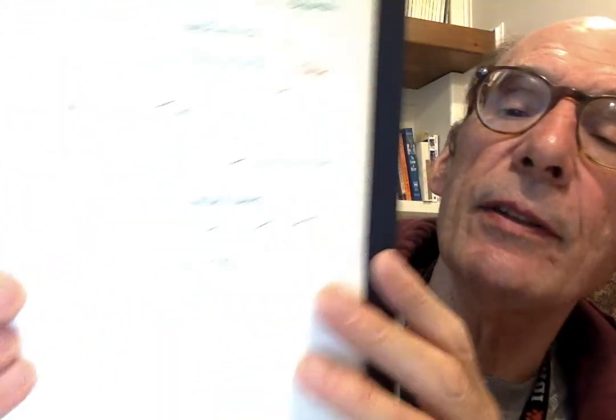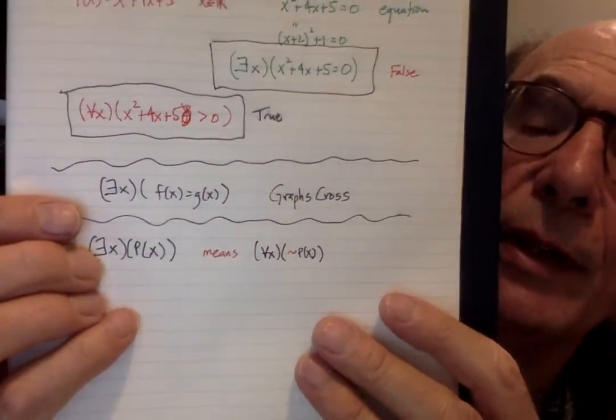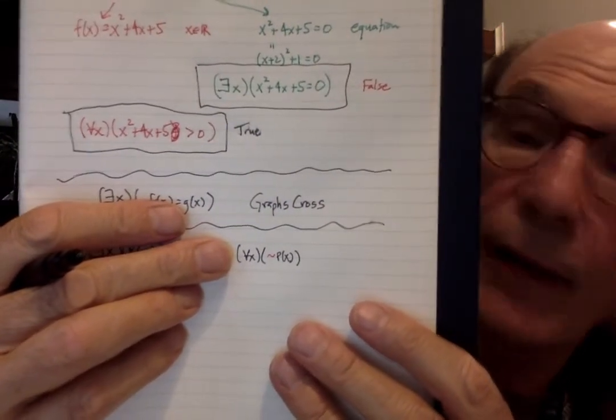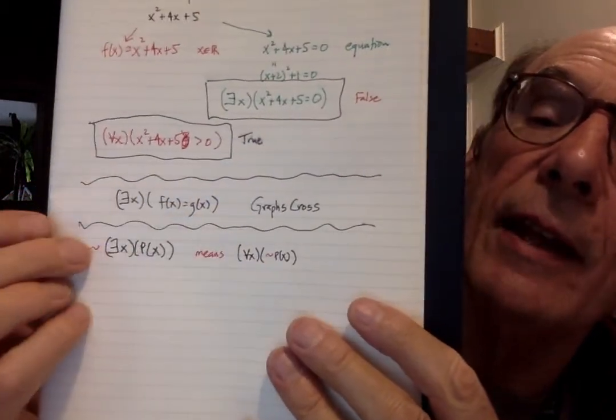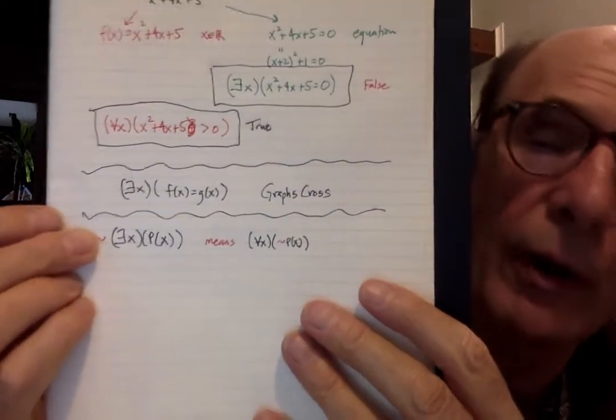If you think about this for a second, that makes perfect sense. And so that's the situation. If you're asserting that there is such a thing, then the negation of that is saying that for everything it's not true. So there is or there isn't. And that's the negation of the existential quantifier.